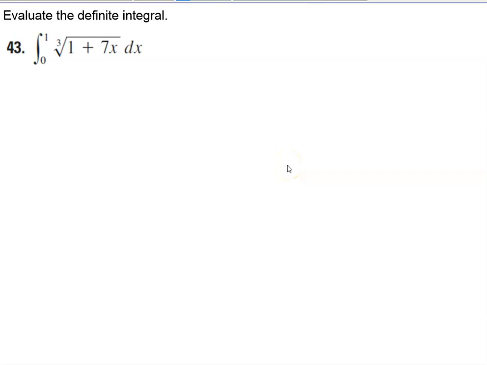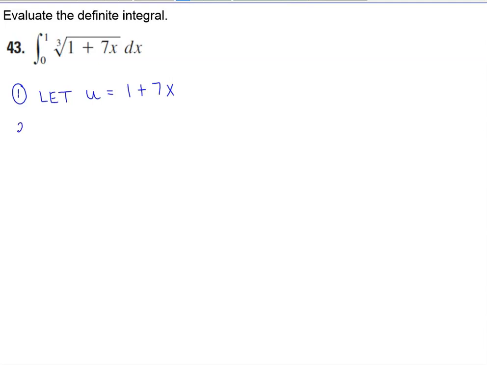Here we want to be able to evaluate the integral, which is the cube root of 1 plus 7x times dx with a lower bound of 0 and an upper bound of 1. So in this example, we're going to start with the u substitution. So we're going to let u equal what's under the radical, which is 1 plus 7x.